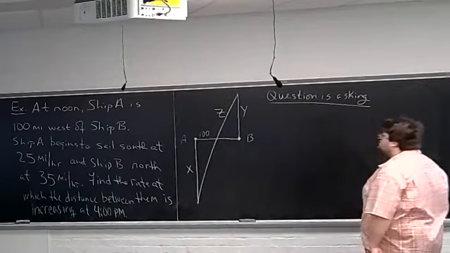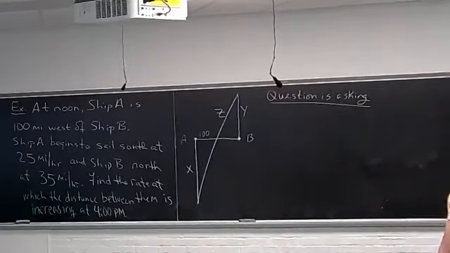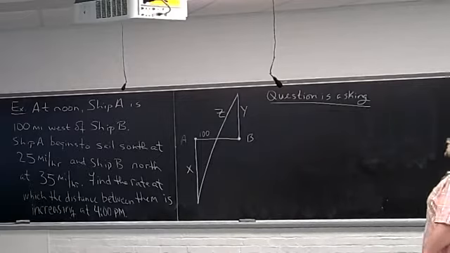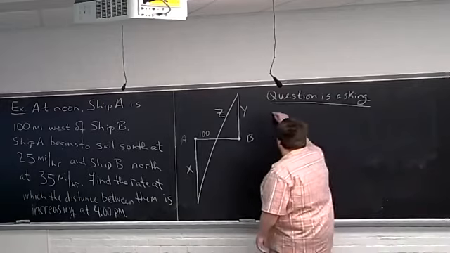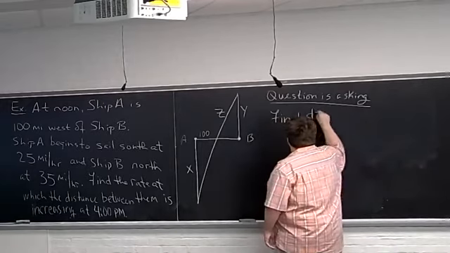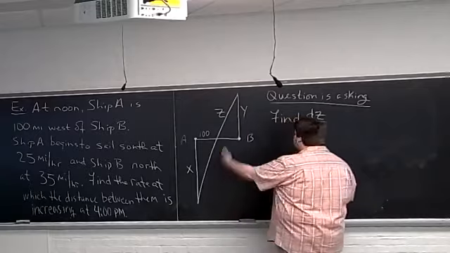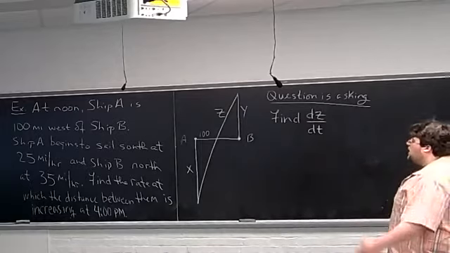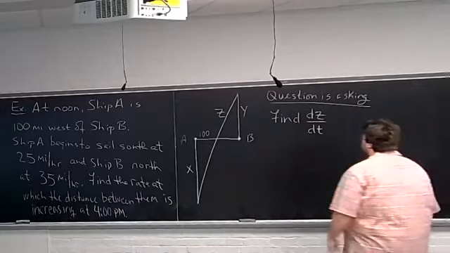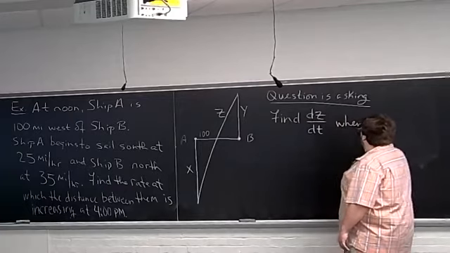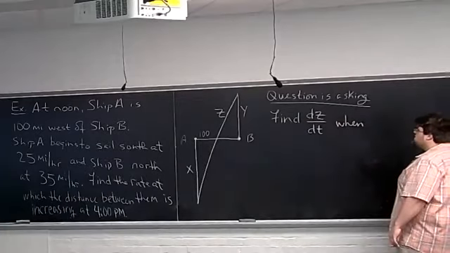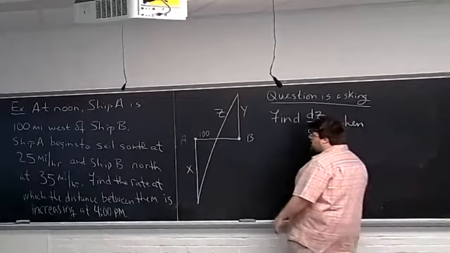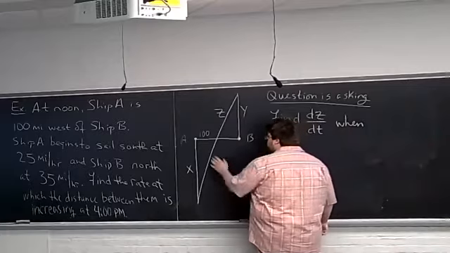So let's turn this question into calculus. What is the question asking? Find the rate at which the distance between them is changing. What is measuring the distance between them? Z. We'll find dz/dt. When? It just says at 4 p.m. What happens at 4 p.m.? At 4 p.m. we're going to have an X value, a Y value, and a Z value.